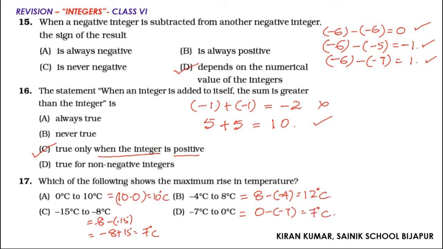Here, identify the maximum rise in temperature. In option C and option D, we have 7 degrees Celsius. In option A, we have 10 degrees Celsius, whereas in option B, we have the rise in temperature as 12 degrees Celsius. So the right answer for the 17th question is option B.